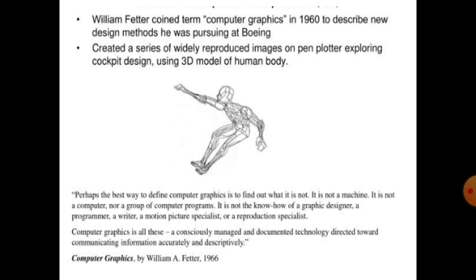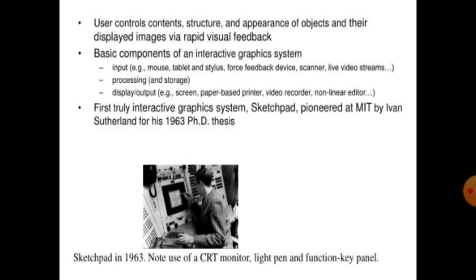William Fetter coined the term computer graphics in 1960 to describe new design methods he was pursuing at Boeing. He created a series of widely reproduced images on a pen plotter exploring cockpit design using a 3D model of the human body. The user controls the contents, structure, and appearance of objects, and they are displayed via rapid visual feedback.